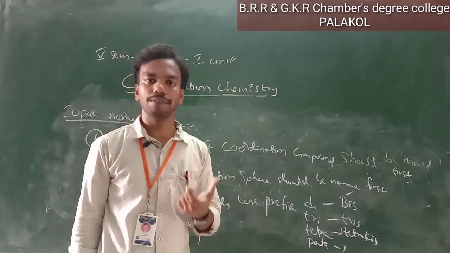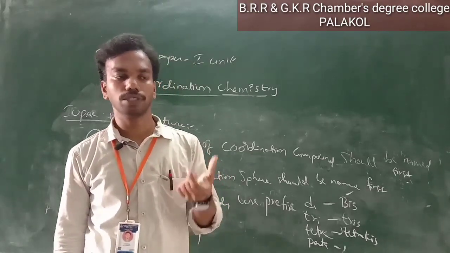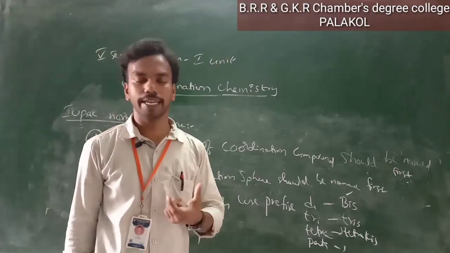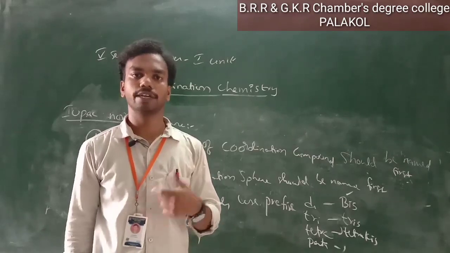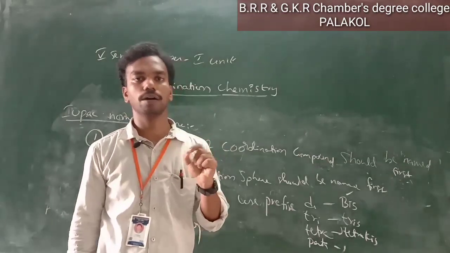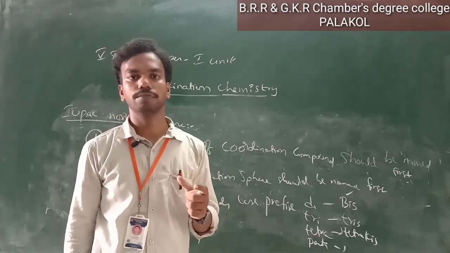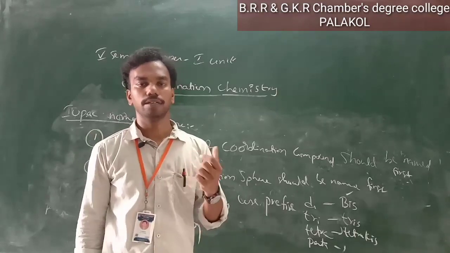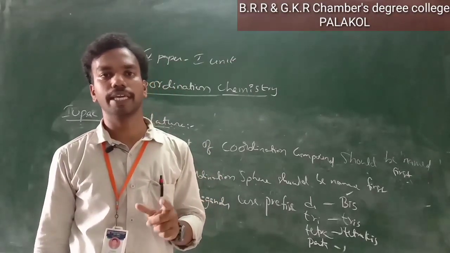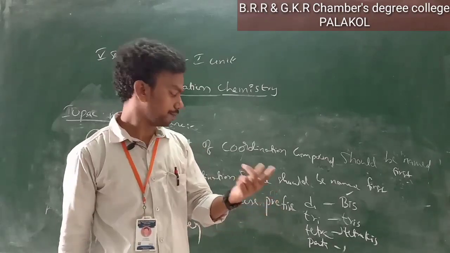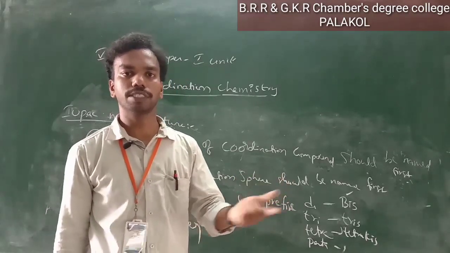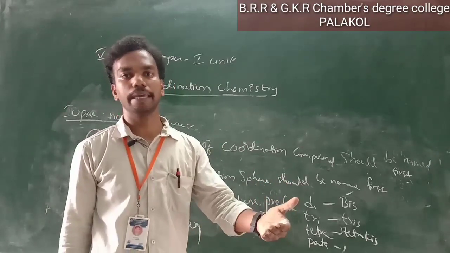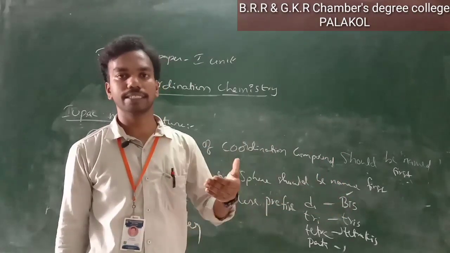In your complex, if you are having 2 chloride ions and 3 NH3 molecules, which one comes first, NH3 or chloride? You just check the first alphabet. Ammine, NH3, starts with A, and the next one, chloride, starts with C. So A comes first. So you should write ammine first, then after that chloride.